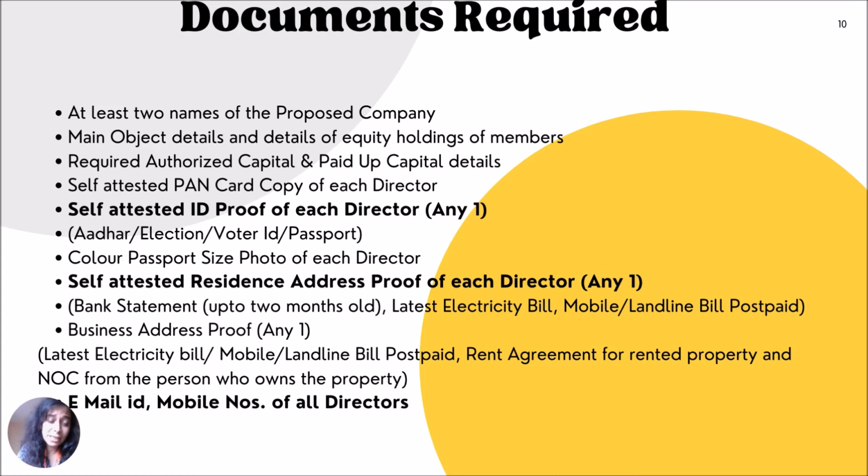We also require your business address proof. That could be your latest electricity bill or your mobile bill. In case your business is going to be in a rented property, we will require a rental agreement with an NOC from the person who owns the property. In case the place is owned, you can give us your sale agreement. We'll also require the email ID and mobile number of all the directors, and of the proposed company in case the proposed company has a mail ID.